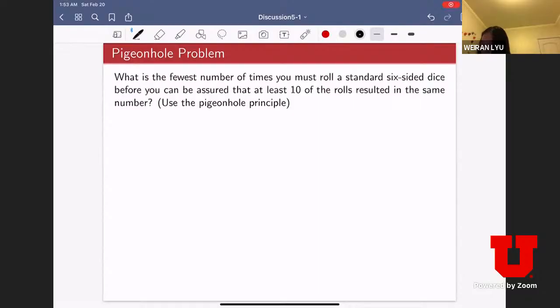So we have a standard 6-sided die, and it's asking what's the fewest number of times you must roll before you are sure that at least 10 of the rolls resulted in the same number. So just try to find the m and n, and then m times n plus 1 in this case. What's going to be that number? I will give you guys about 2 or 3 minutes.